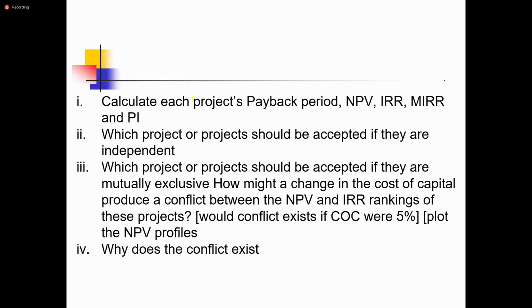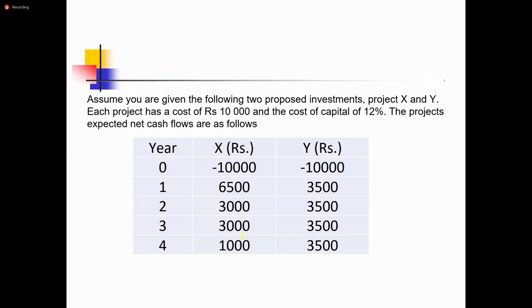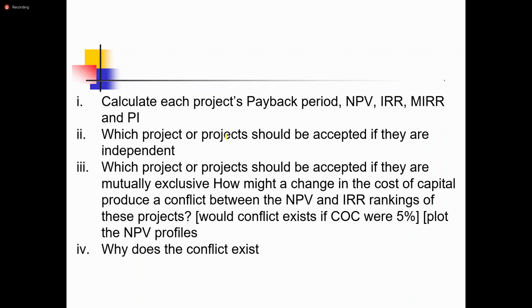What you have to do is calculate each project's payback period, NPV, IRR, MIRR, and profitability index. So you can do that now. Which project or projects should be accepted if they are independent? So you have to list the projects you may accept if they are independent based on NPV, IRR. So you have to prepare a table, right? You can put the NPV, IRR, and criteria on one side, and whether you accept or not. Like this, you can do the analysis.